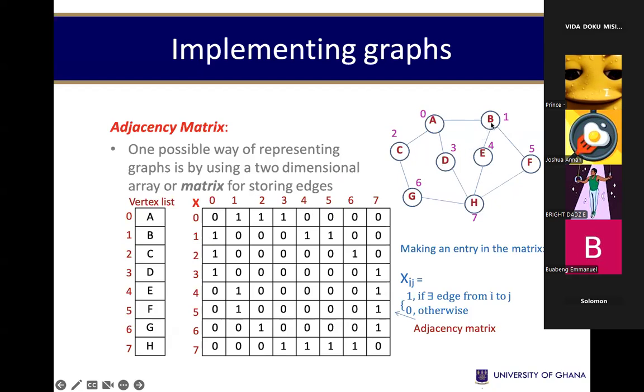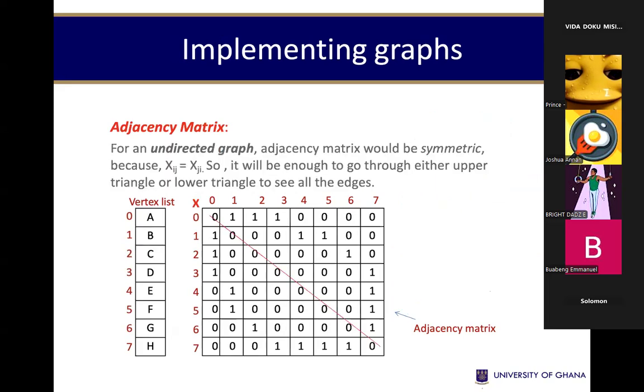What about 1 and itself? Okay, 1 and itself, no. So there's no self loop here. What about 1 and then 2? No. So that's why there's a 0 here. What about 1 and 3? No. That's why there's a 0 here. What about 1 and 4? Yes. That's why there's a 1. So you do that to be able to get the adjacency matrix. Are we okay on that? Yes, sir. So the adjacency matrix helps you to store the edges or the arcs.